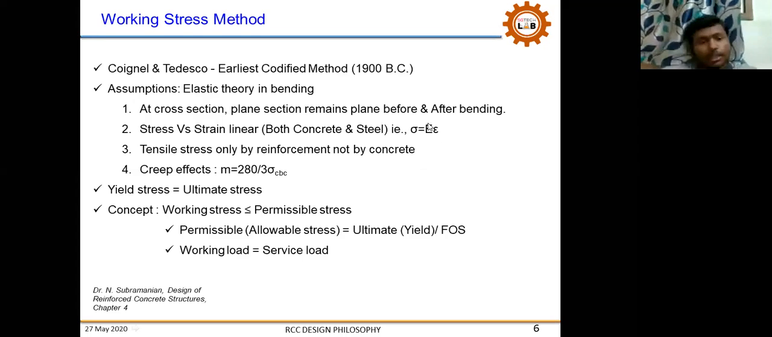So they took another assumption, that tensile stresses are carried only by reinforcement and not by concrete. There comes another problem. In order to evaluate that and just go with it, they made another assumption that they can invent a modular ratio. That is, the moduli of elasticity of concrete and steel are equated, and then they found this modular ratio where m is equal to 280 by 3 times sigma CBC.